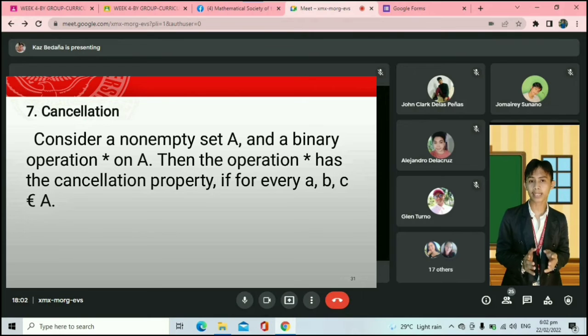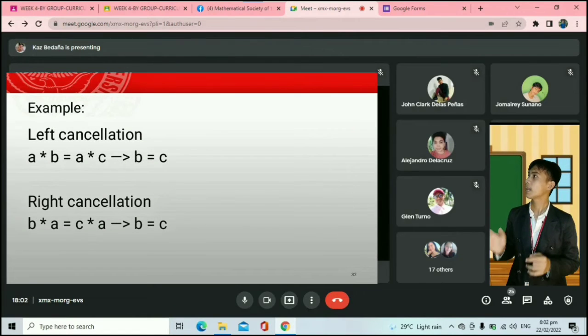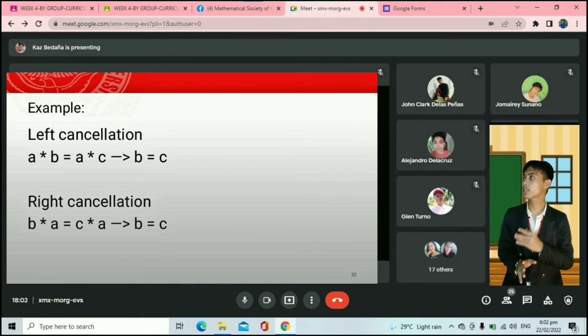Consider a non-empty set A and a binary operation asterisk on A. Then the operation asterisk has the cancellation property if for every A, B, C that is an element of A. So example, we have left cancellation. We have A asterisk B is equal to A asterisk C. The result is B is equal to C. So we canceled A, so we could get the result B is equal to C.